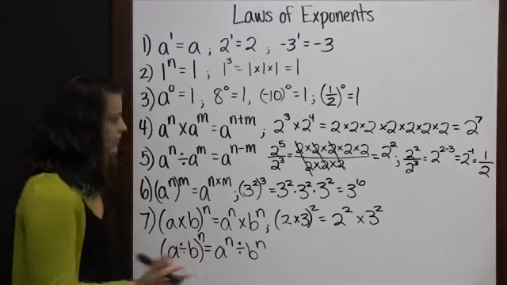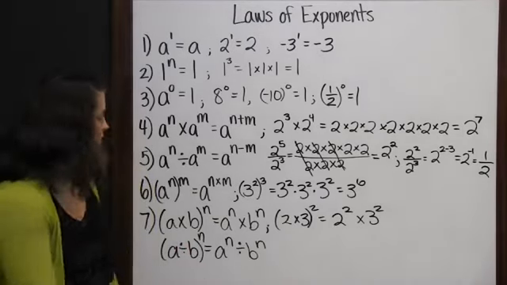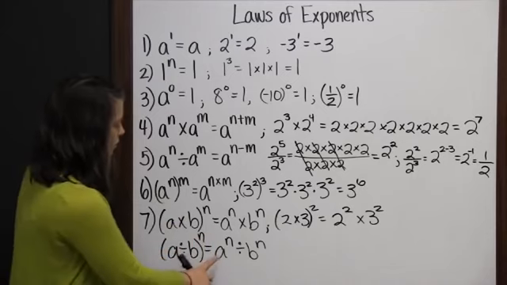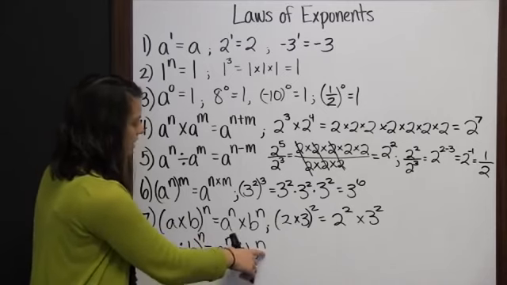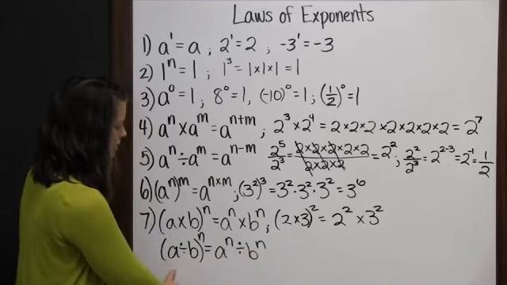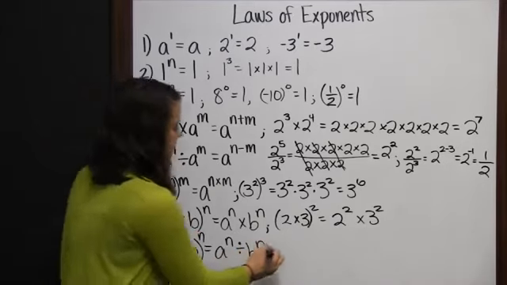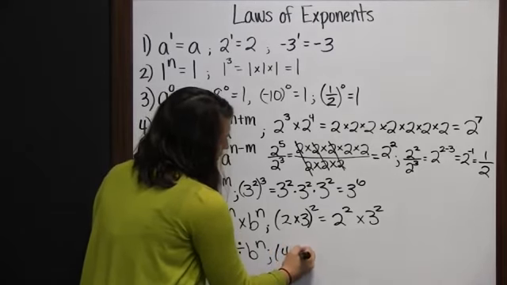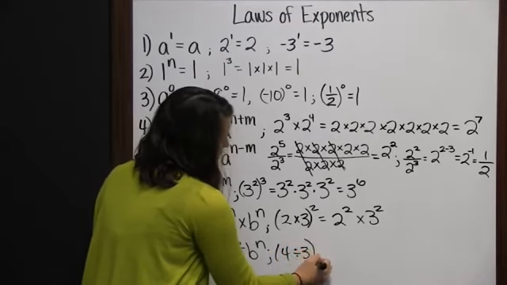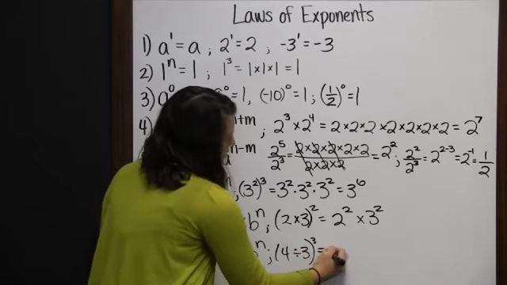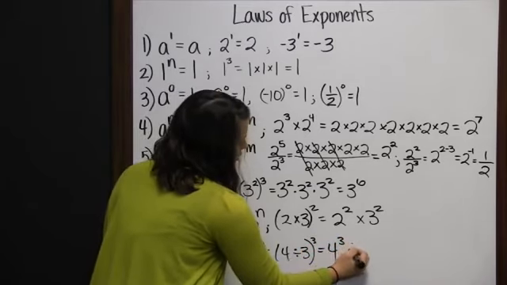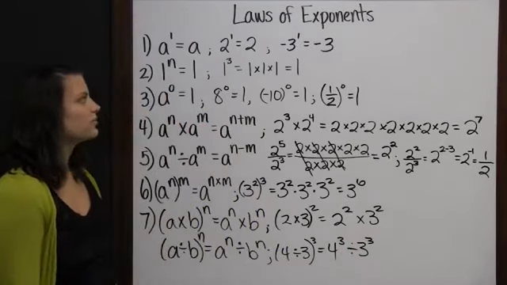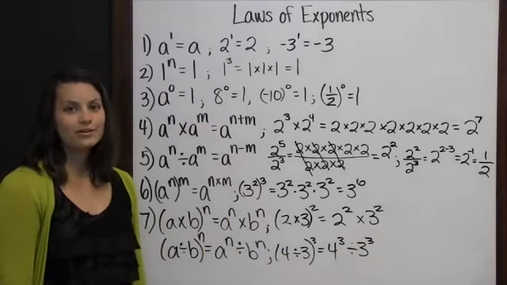Now on this next one, same thing, just with division. So a divided by b, that quantity raised to the n, would be a to the n divided by b to the n. So everything in the parentheses is raised to the n power. So it'd be like doing 4 divided by 3, cubed. So that'd be 4 to the third divided by 3 to the third. And then again, you could simplify. And those are our laws of exponents.